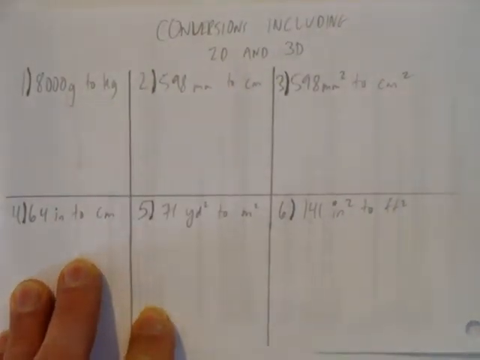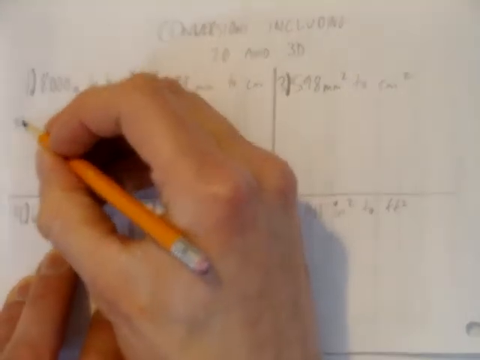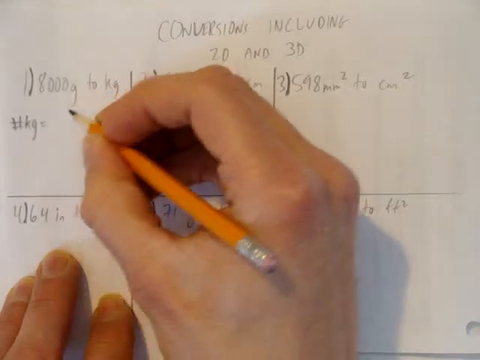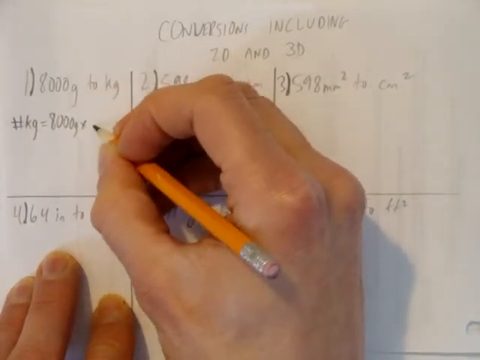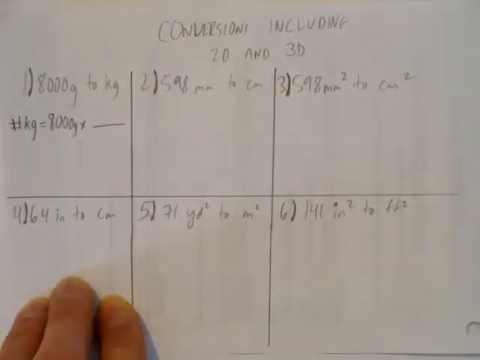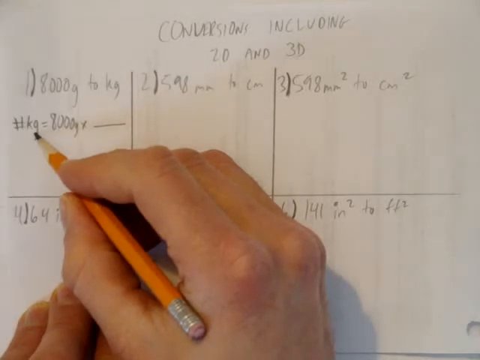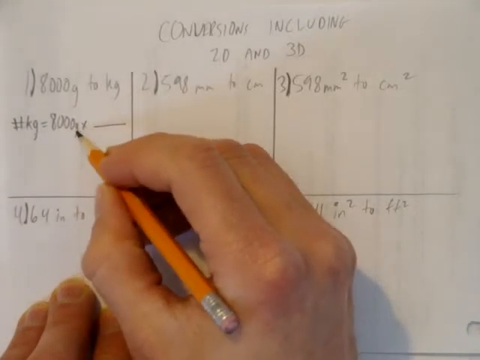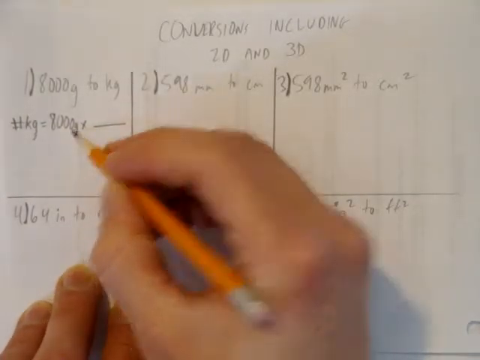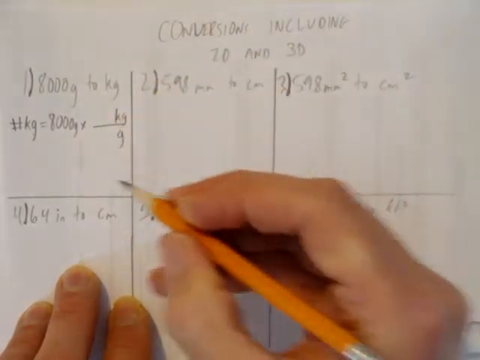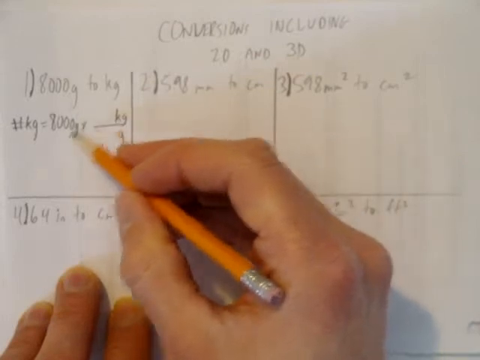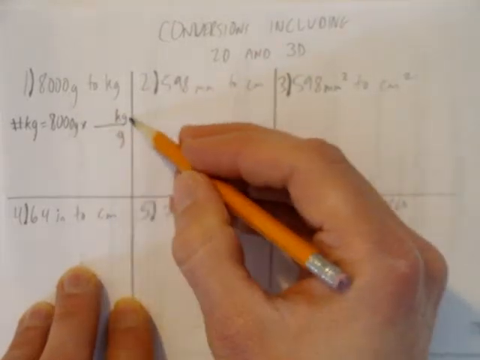In order to make this conversion, let's first say what we're solving, which is the number of kilograms, which is going to equal 8,000 grams times the conversion. You're going to need a conversion sheet of some sort. Here's the trick though. We want to end up with kilograms and we're trying to get rid of grams. That's the unit we want to cancel out, which means we want kilograms on top and grams on the bottom. That way when we multiply, the grams will cancel out and we'll be left with kilograms.